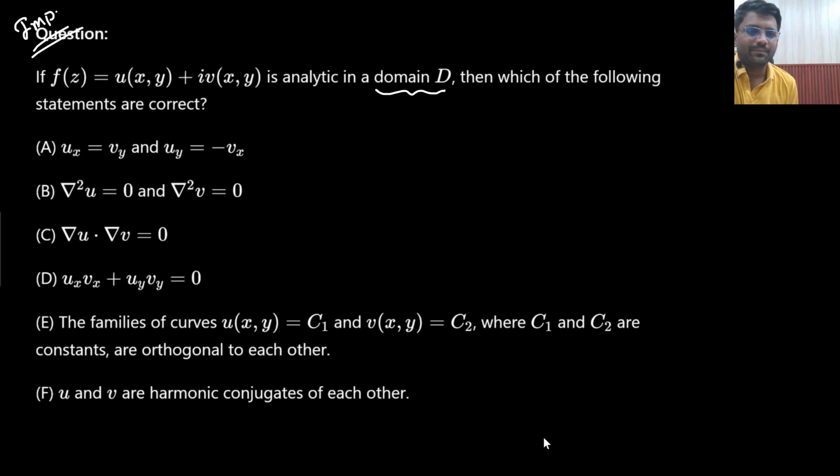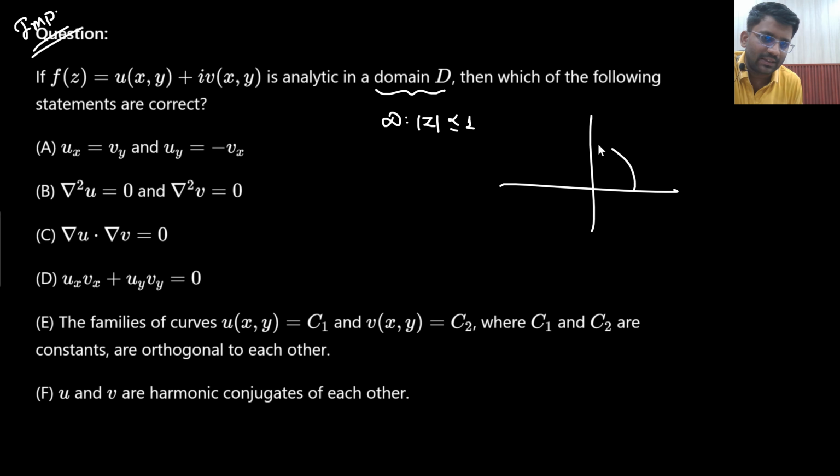Analytic in domain D. So let's just say I am defining my domain as mod of z equals 1. Or I should define that domain as mod of z less than or equal to 1. What does that mean? That means this will represent a circle, or you would say a disk. So inside this circle, at all the points, the function will be analytic.